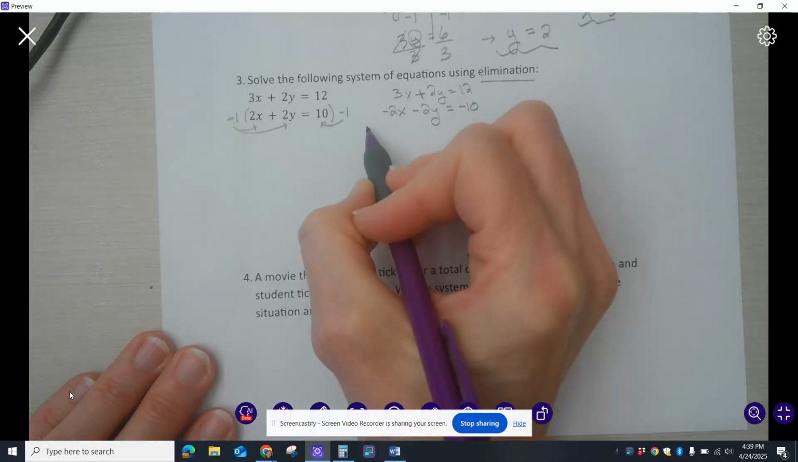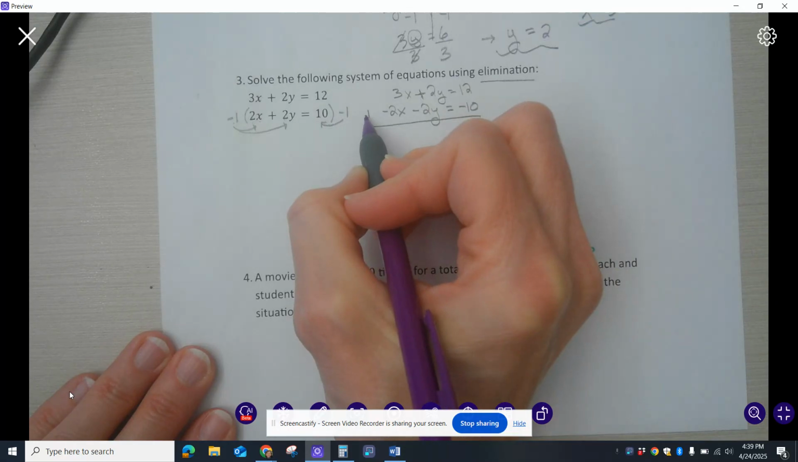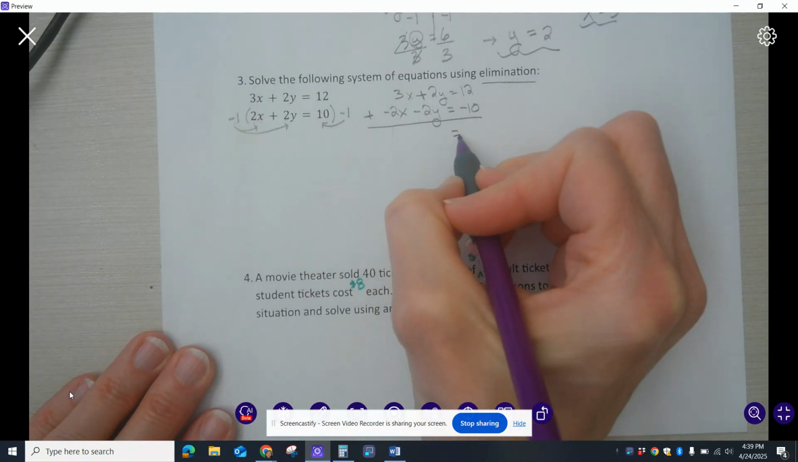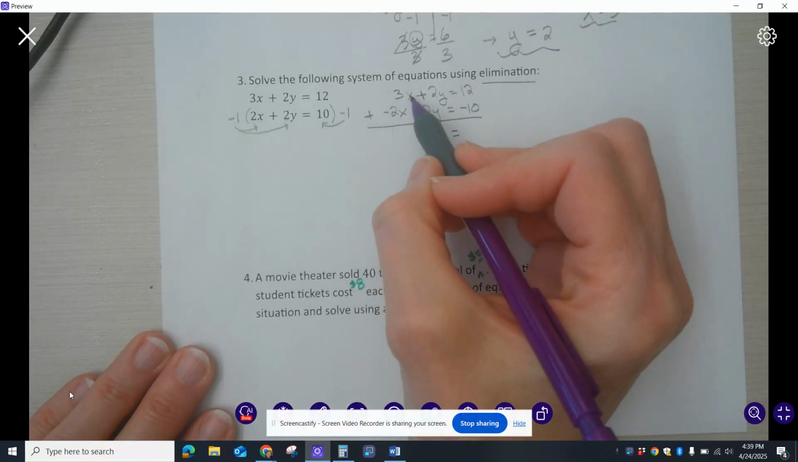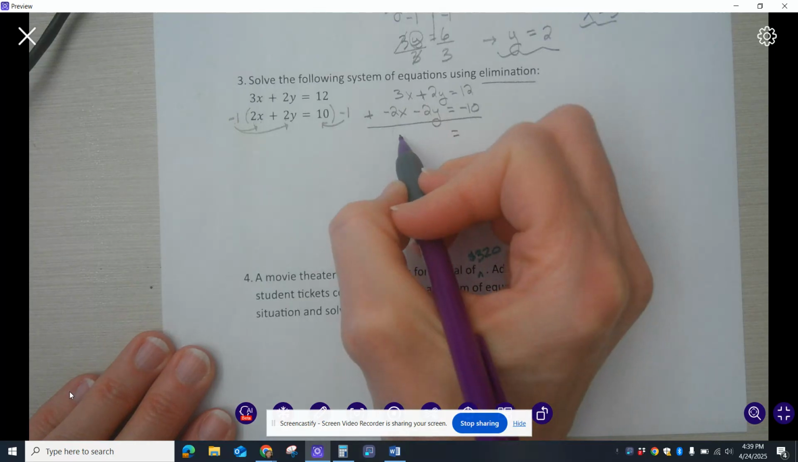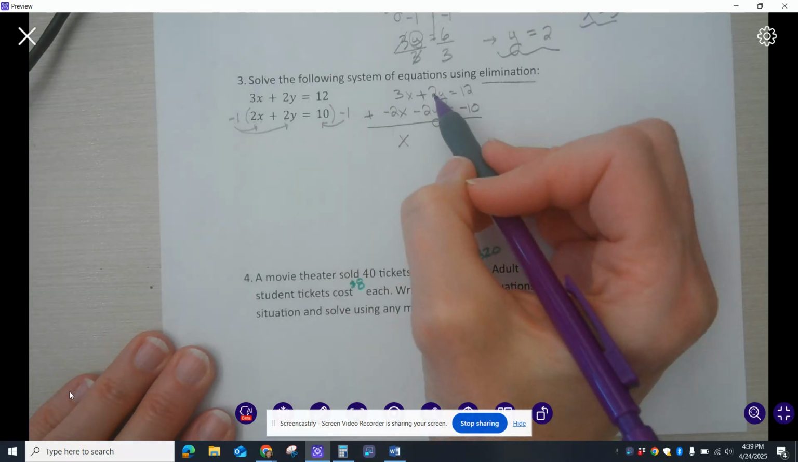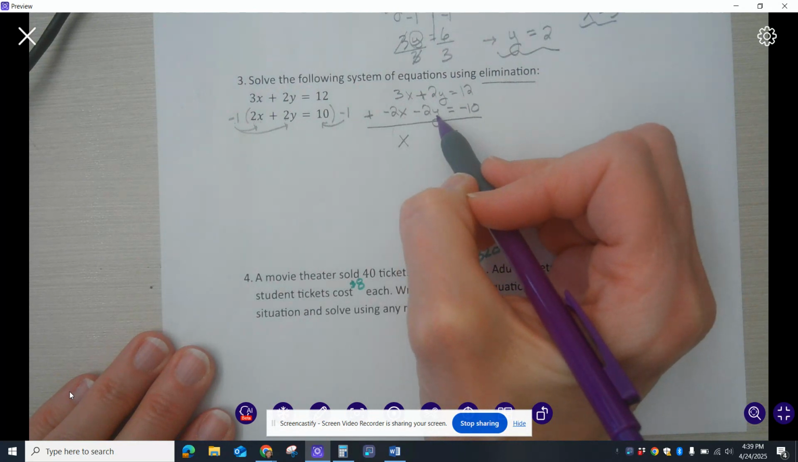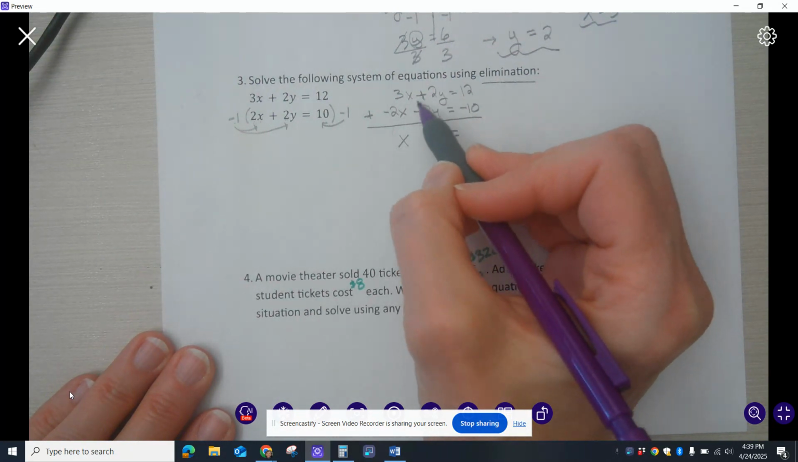We can go ahead and turn it into our giant addition problem and add down the columns. Copy your equal sign down here. 3x minus 2x, those are like terms. If you have 3 x's and you give 2 away, you have 1x. 2y, positive 2, minus 2y is 0y. 0 times y is 0.